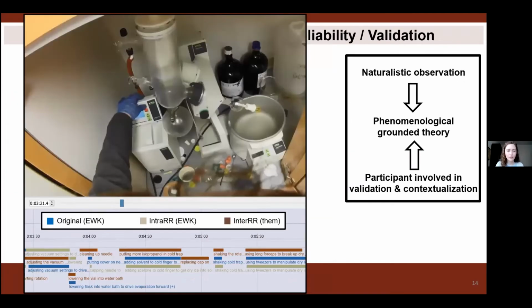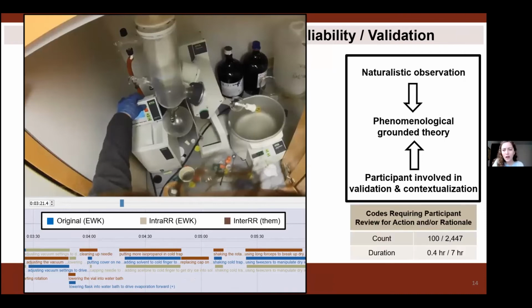Again, some fantastic overlap. So I took this as a sign not only that I was coding reliably, but I was using them as validation as well, because they're the ones doing it. So they should have a good idea as to whether it's a meaningful action and what they're doing. So I use this as a validation strategy as well. Overall, I was able to identify almost all of the actions and the reasons for the actions myself, but there were 100 codes, which is less than half an hour, at which I had to ask them, can you tell me what you're doing? Or can you tell me why you're doing what you're doing?